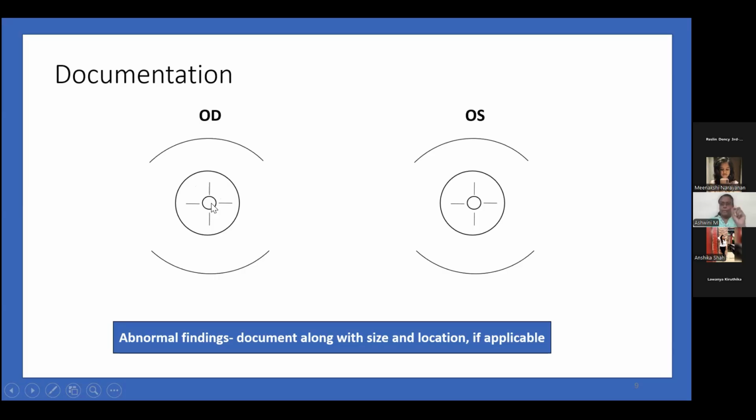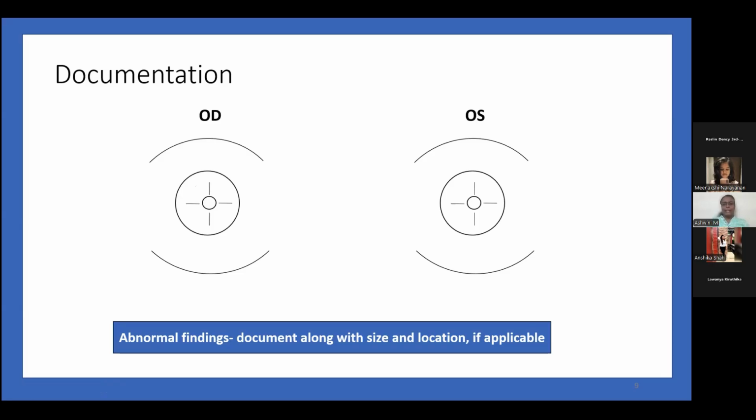You're supposed to diagrammatically represent the shape of the pupil. Similarly, if the pupil is not reacting to light, please do not draw these 4 lines around the pupil, because these lines are meant to show that the pupil is reacting to light. So such small things matter a lot in documentation.